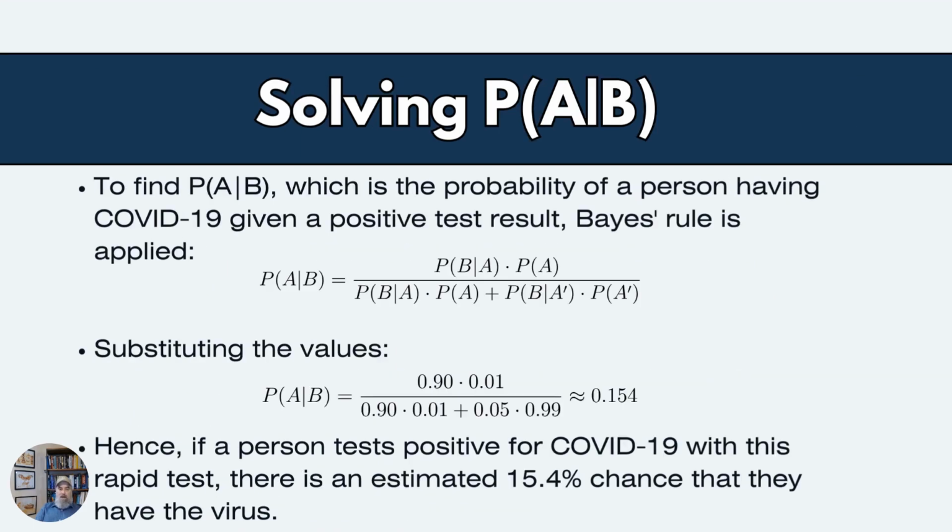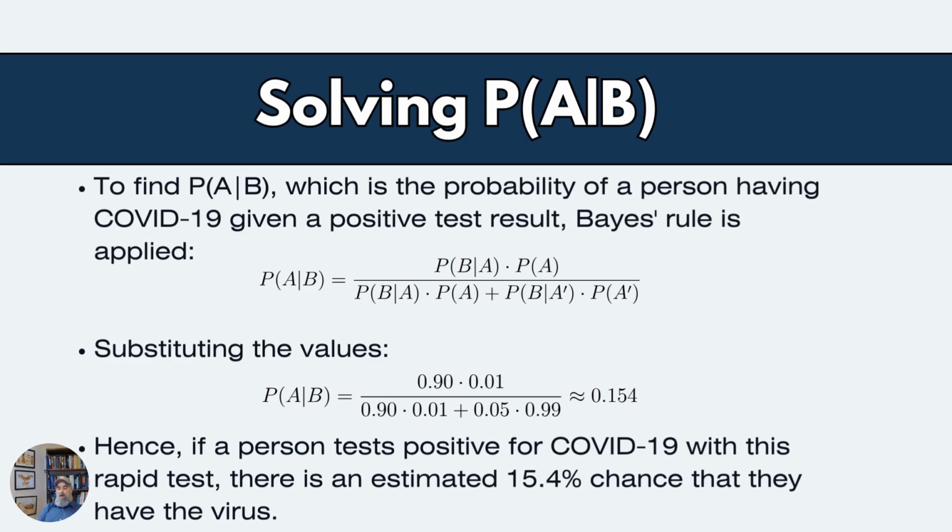Solving for P of A given B, we can use Bayes' rule to calculate this. P of A given B is defined by P of B given A times P of A divided by P of B. Here in the denominator, we used the law of total probability to describe P of B in terms of conditional probabilities. Now, if we plug in the values, we get that P of A given B is 0.154.